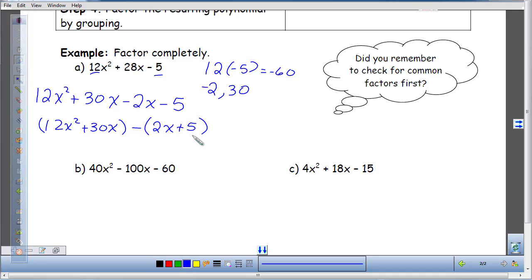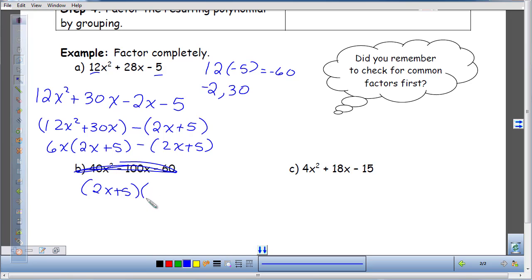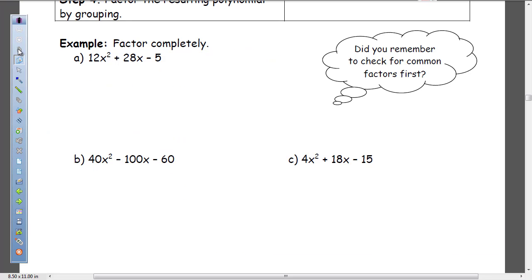So for these first two, I can factor off 6x, left with 6x... very good. So now we have 2x plus 5 in common. If I factor that off, what am I left with? Very good. 6x minus 1. Don't forget the 1 that's there. Why is there a 6x on the outside of the other 2x? Because when I looked at these two, what they had in common was 6x.